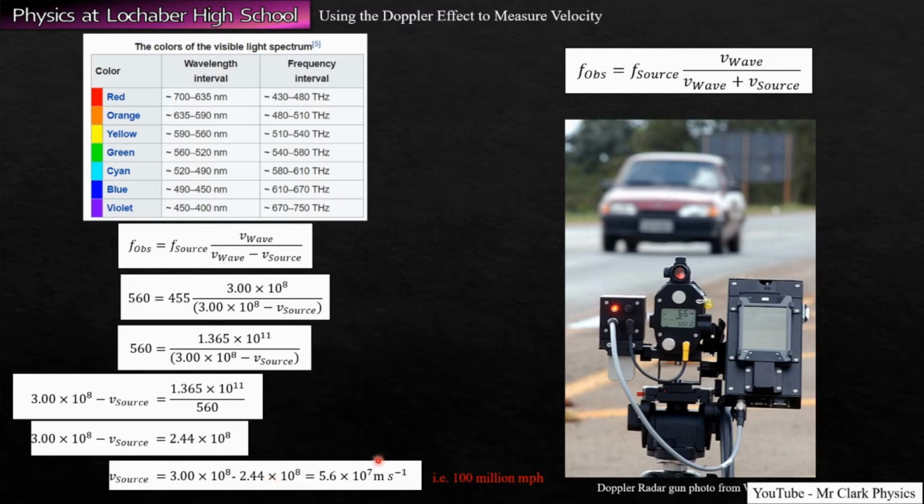Taking the difference gets us this value, and that's roughly 10% of the speed of light, or a bit more, maybe 20%. And then to convert from meters per second into miles per hour, you don't need to know this factor, but it's about 2.2. You need to multiply by.